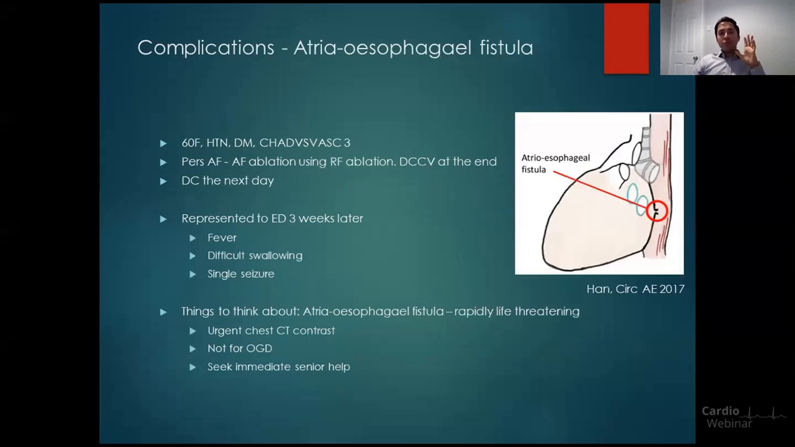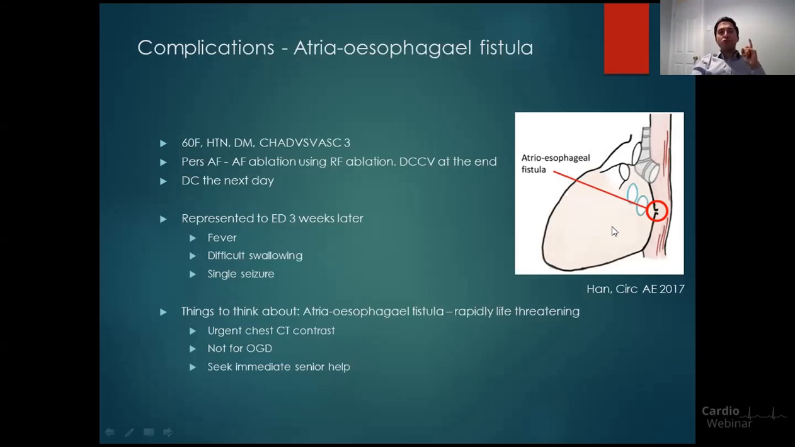Now, the last complication I want to talk about is atrioesophageal fistula. So let's just paint this picture again. A 60-year-old lady, CHA2DS2-VASc score 3, who has persistent atrial fibrillation, and she has an uncomplicated cardioversion, an uncomplicated ablation, and she's discharged the next day. Now, she represents 3 weeks later with fever, difficulty swallowing, and a seizure. In this particular patient, the diagnosis at the top of the list to be worried about, and quickly worried about, is an atrioesophageal fistula. So what is this?